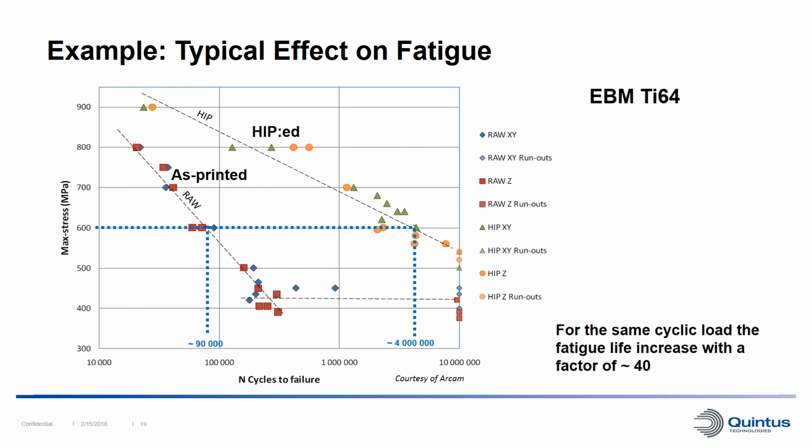The typical effect on fatigue is here shown for EBM Ti-64. On top here we have the hipped curve, and this is a max stress versus cycles to failure graph. On top we have the hip curve, and below we have the as-printed curve. And just to show in comparison, I put some lines in here. If we look at 600 megapascals as maximum stress, for the as-printed material we get around 90,000 cycles. For the same stress with the HIP material, we get around 4 million cycles. So that's a big difference, more than 40 times better fatigue performance for the HIP material.